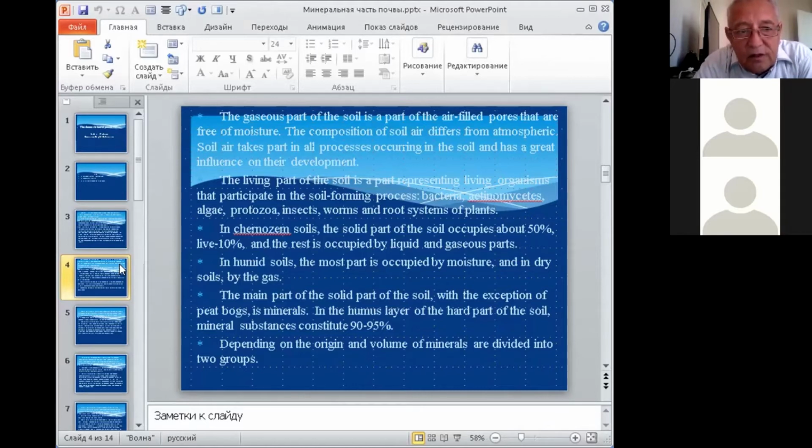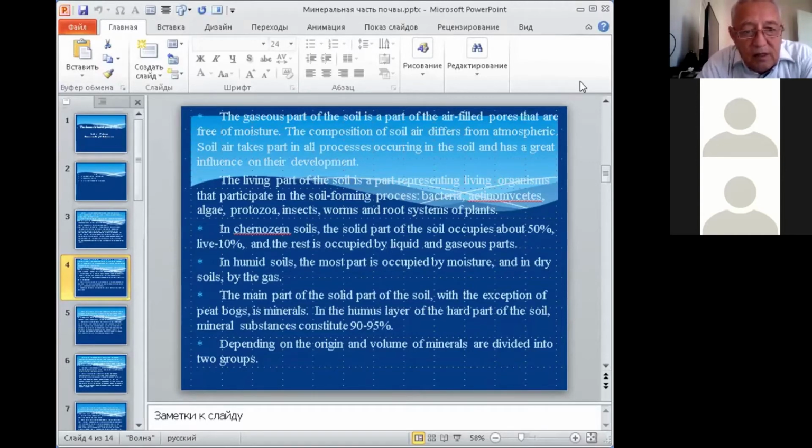Bacteria, actinomycetes, algae, protozoa, insects, worms, and the root system of plants. In Chernozem soils, the solid part of the soil occupies about 50%, living 10%, and the rest is occupied by liquid and gaseous parts. In humid soils, the most part is occupied by moisture, and in dry soils by gas.